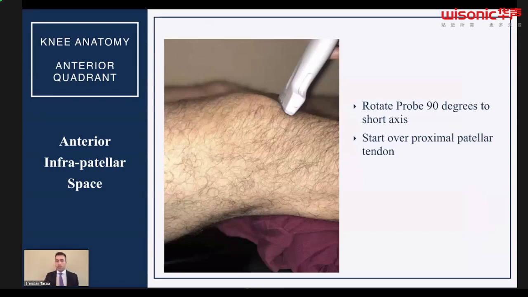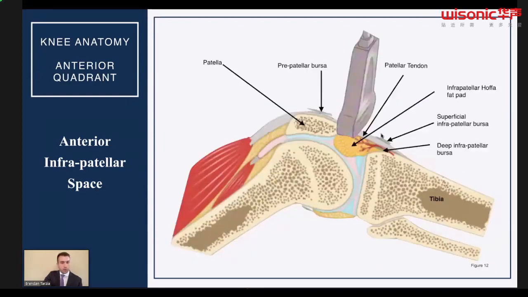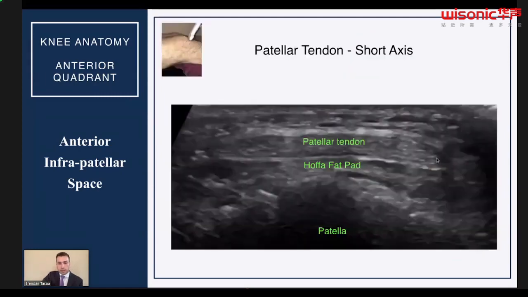So then moving on, you can just rotate that probe again from being sagittal to having it in the short axis view. And then you're going to have it right over the patellar tendon, the proximal aspect. And again, this is what it's going to look like in that view. We see the patellar tendon, and then you see that Hoffa fat pad underneath it, and you see the patella. This view, you can get just a different image of the patella here.